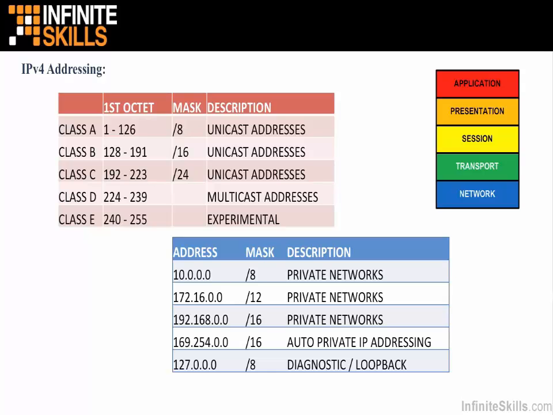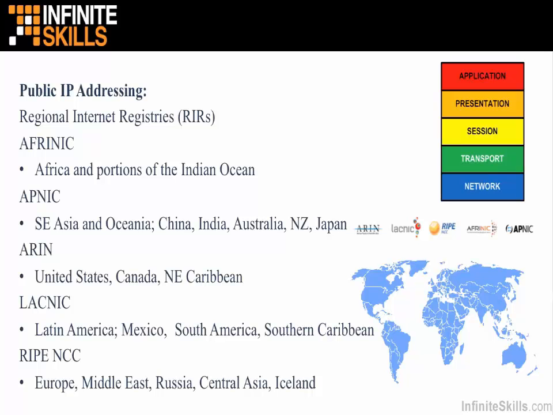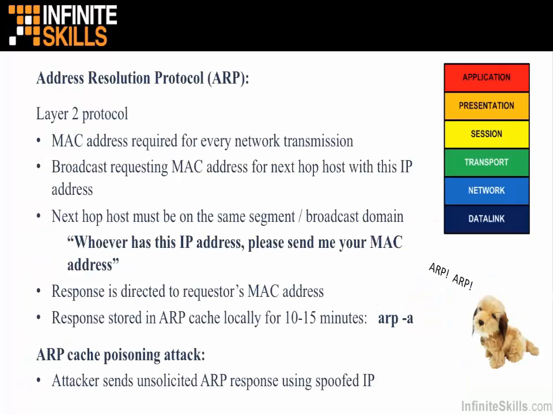Now, the public address space is allocated by the regional internet registries. There are 5 different regional internet registries that are responsible for the allocation, the assignment of the public IP addresses. So these 5 regional internet registries will allocate the public address spaces relative to their geographic locations. Moving forward, we're going to look at the next protocol in this TCP/IP suite of protocols. In this case, it's the Address Resolution Protocol, or ARP.